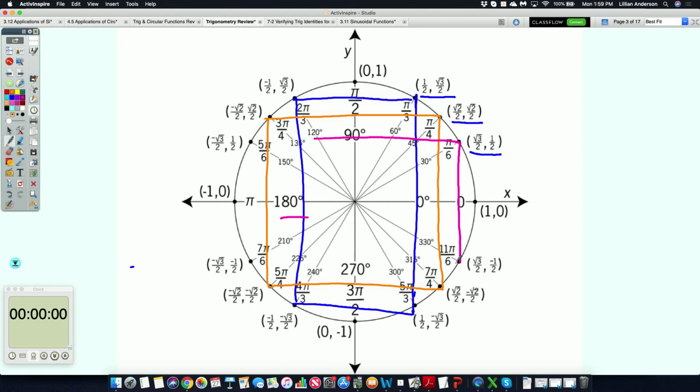Just make sure that in your second quadrant, your x's are negative. In the third quadrant, x and y are negative. And in the fourth quadrant, x's are positive and the y's are negative.